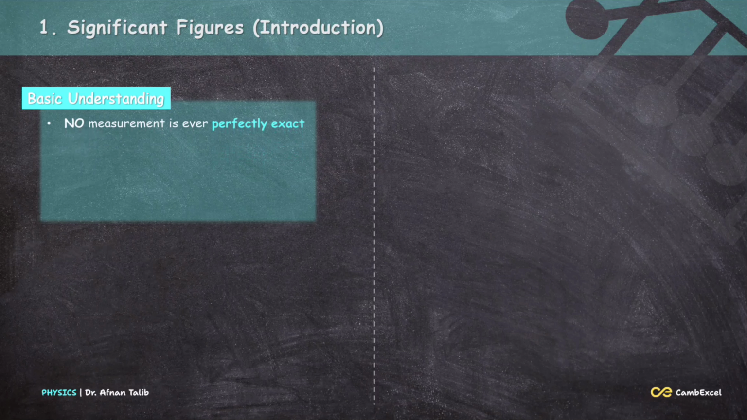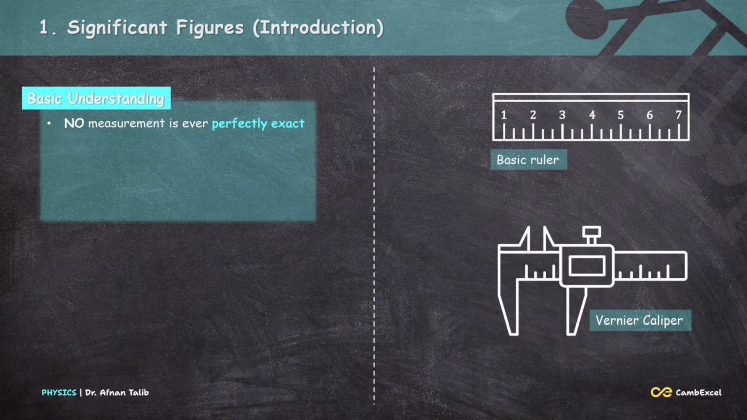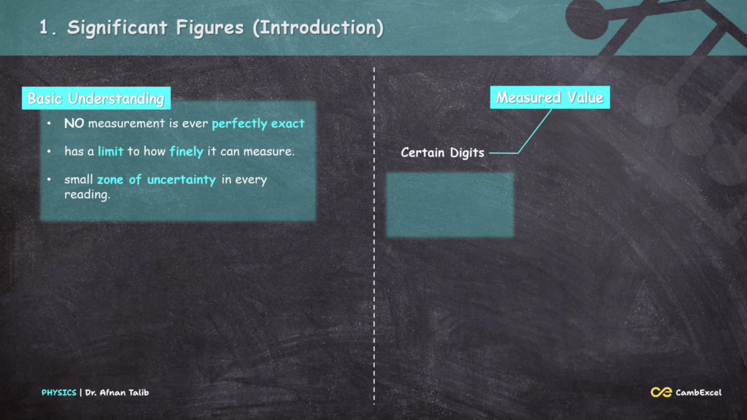In science, no measurement is ever perfectly exact, even with the most advanced tools. Every instrument, either a basic ruler or a vernier caliper, has a limit to how finely it can measure, and that limit creates a small zone of uncertainty in every reading.